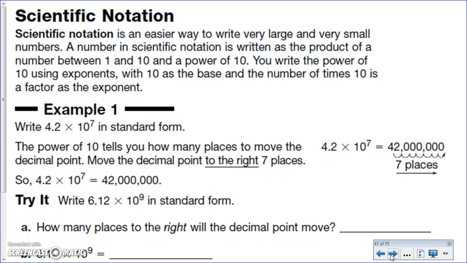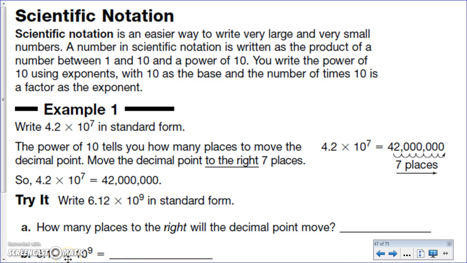Scientific notation. Scientific notation is an easier way to write very large and very small numbers. A number in scientific notation is written as the product of a number between 1 and 10 and a power of 10. You write the power of 10 using exponents with 10 as the base and the number of times 10 is a factor as the exponent.